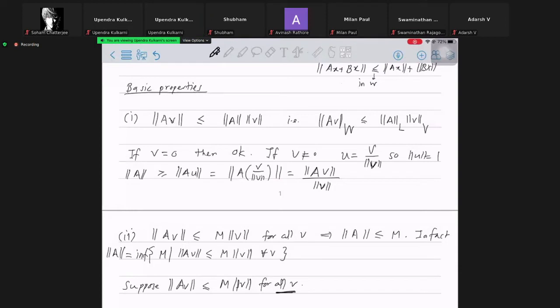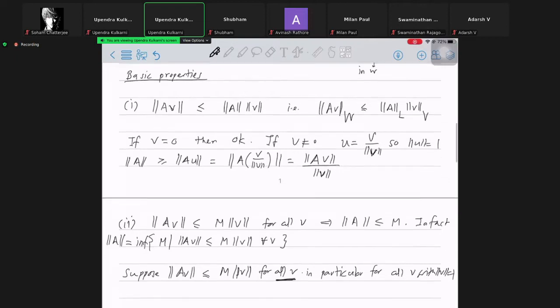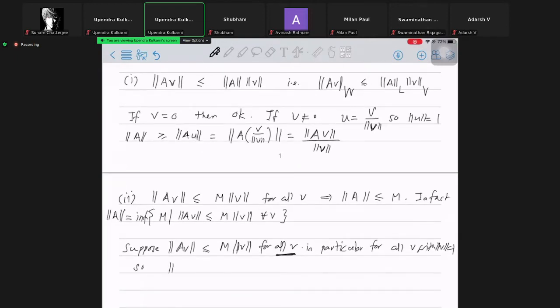To calculate, yeah, so I apply it to the unit vectors, right? But what happens for unit vectors? In particular, for all V with norm V equal to 1. So what happens? So norm of A V is less than or equal to M. And therefore, if I take the supremum of all of such things, the supremum will also be less than, etc. So there is nothing to this.